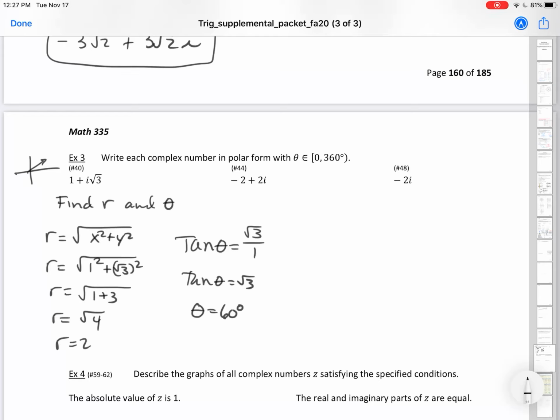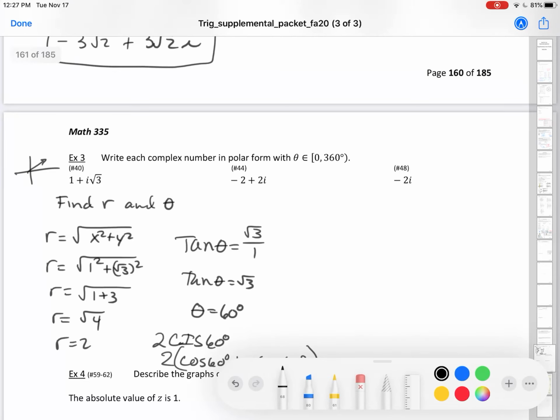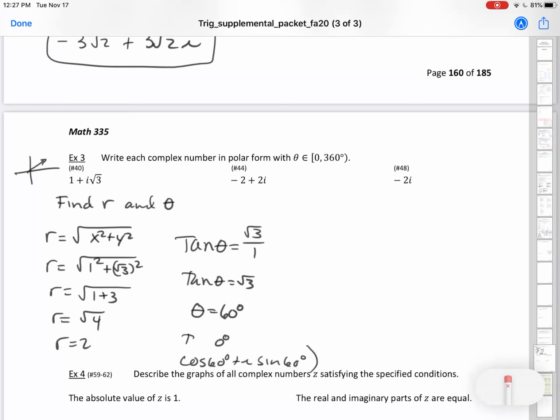And so what do we have? We have that this complex number has a polar form of 2 cis 60 degrees, or 2 cosine 60 degrees plus i sine 60 degrees, however you want to write it. Either way is fine with me, in the condensed form or the expanded form. But it's only 60 degrees because it was a first quadrant angle.